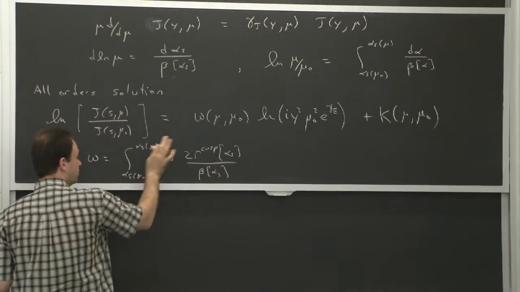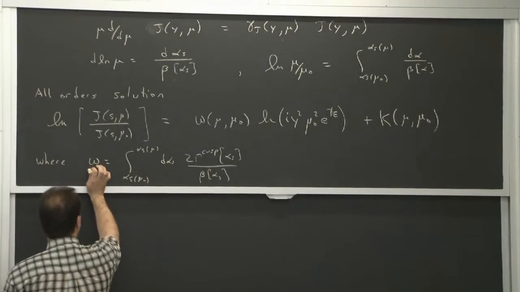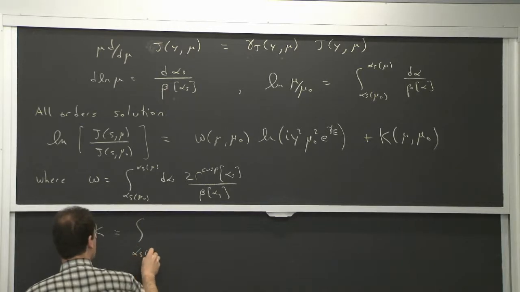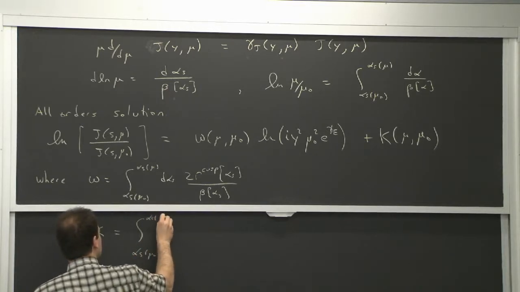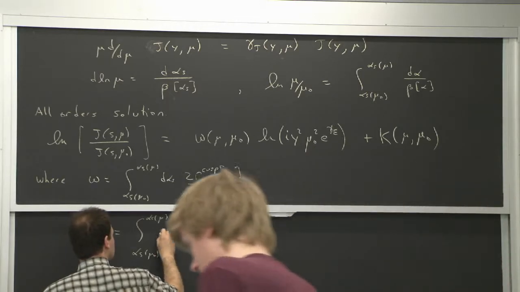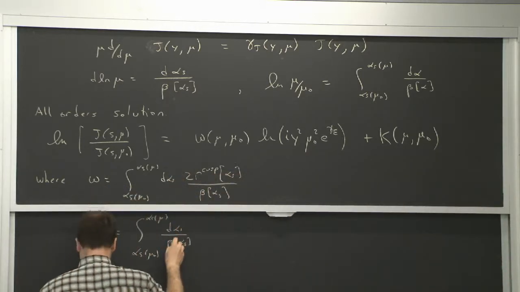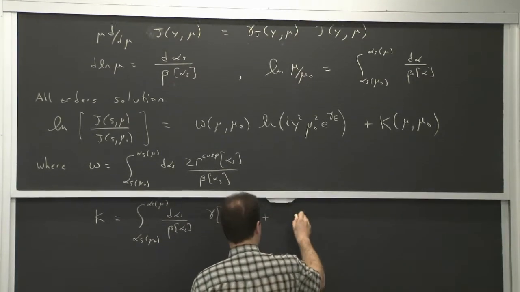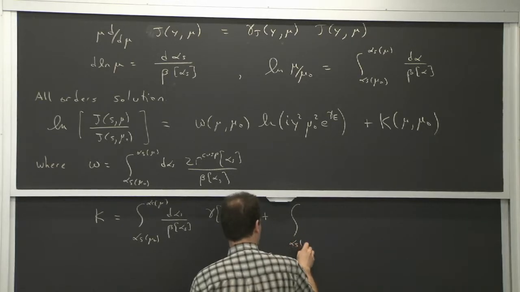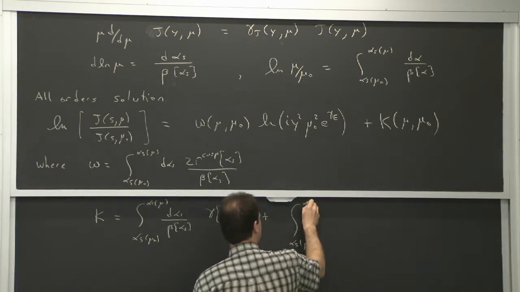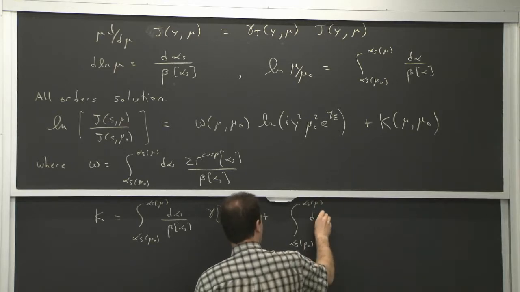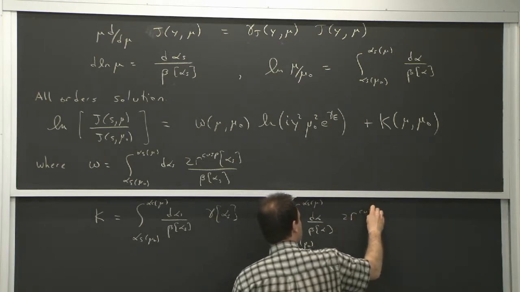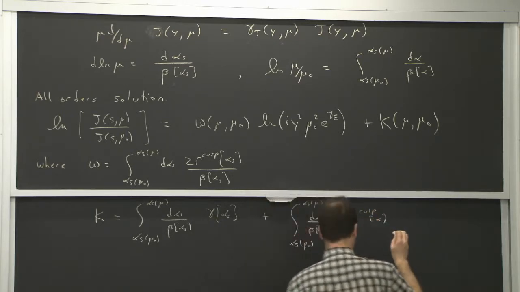Where the integrals are contained in this w and this k. So here's the non-cusp piece. And then the cusp piece comes with two integrals because it had a logarithm, and we turned one of the logarithms into an integral as well. Hopefully I've gotten all my 2's right.